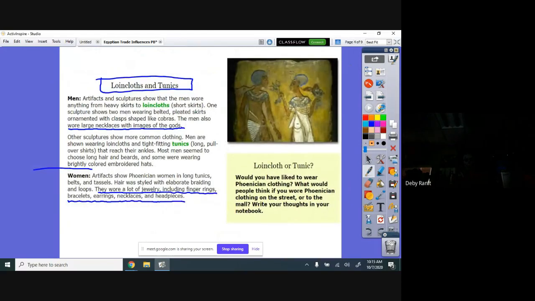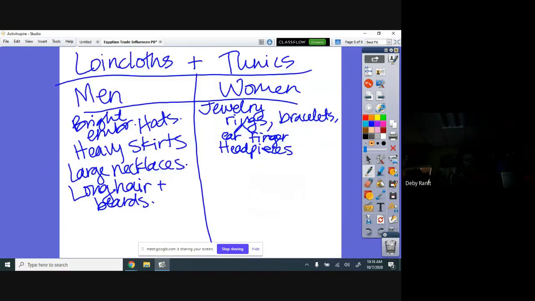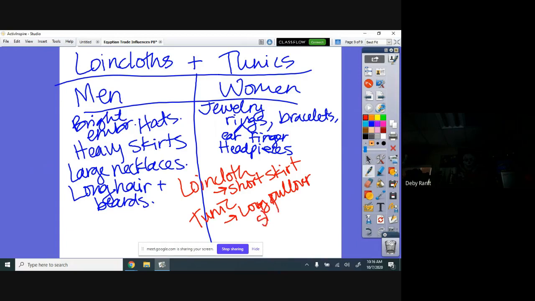Do we need to say anything about tunics or loincloths? I mean, that is the title of this page, so maybe we should say something about that. What was a loincloth? A short skirt, right? And what is a tunic? A long shoulder shirt. Okay, I'm going to write that down. Loincloth is a short skirt. Tunic was a long pullover shirt. Okay, anything else? No? You got it?